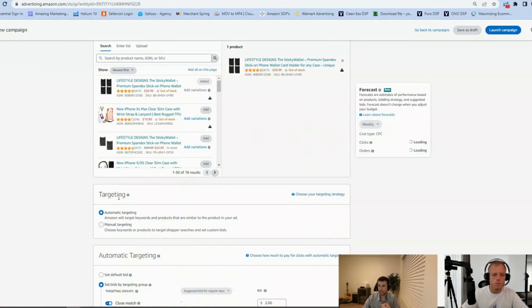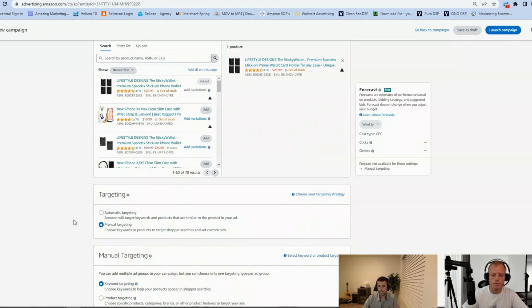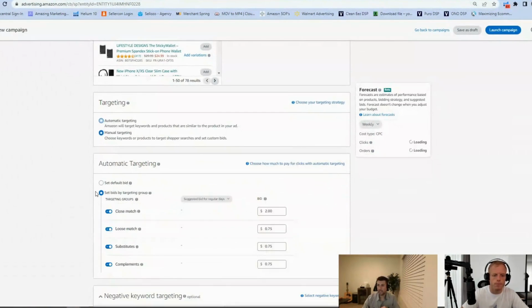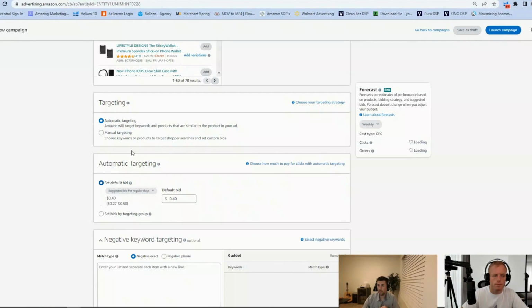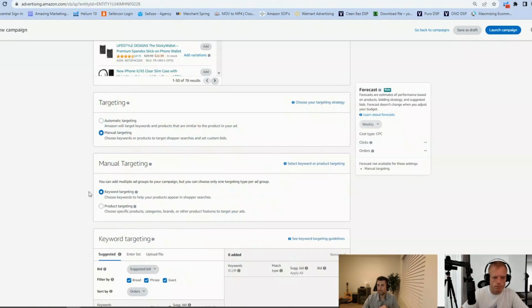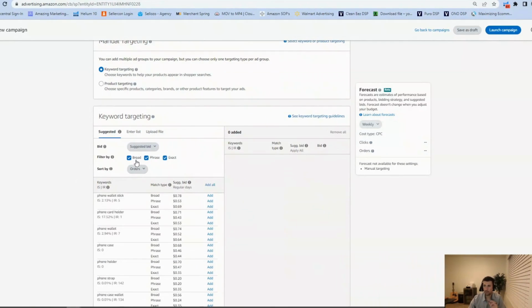Instead of this automatic targeting, we can choose manual targeting. And this is where we actually get to tell Amazon, these are the keywords we want to go after. You'll notice that it has automatic targeting, right? Because it normally sets up here with the default bid. It goes from automatic targeting to manual targeting. Now, under the keywords, you're going to have three different options.